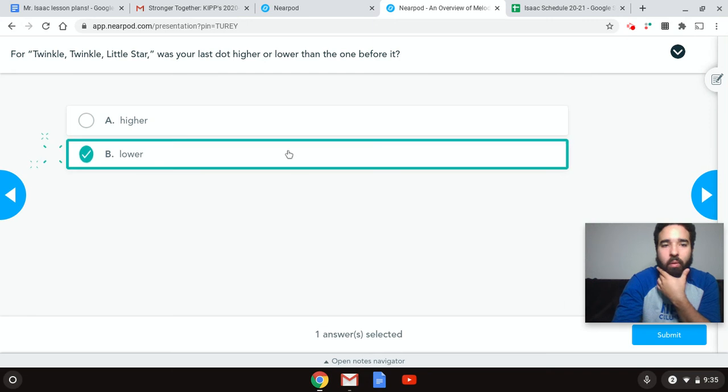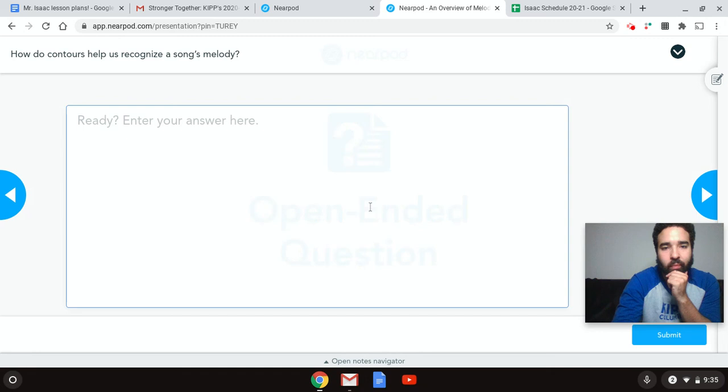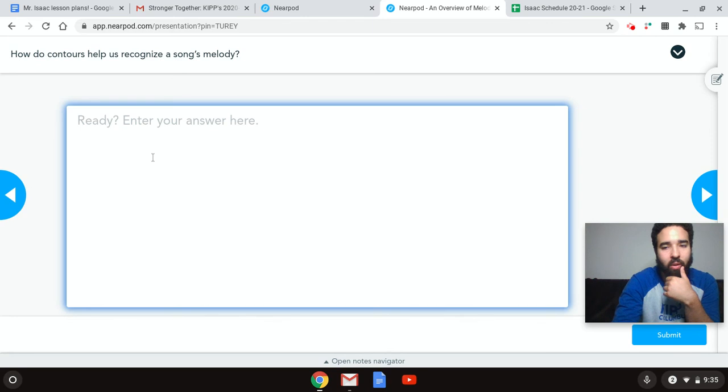And let's go lower, okay? Because that is the answer we chose in the draw before. And our open-ended question: How do contours help us recognize a song's melody?